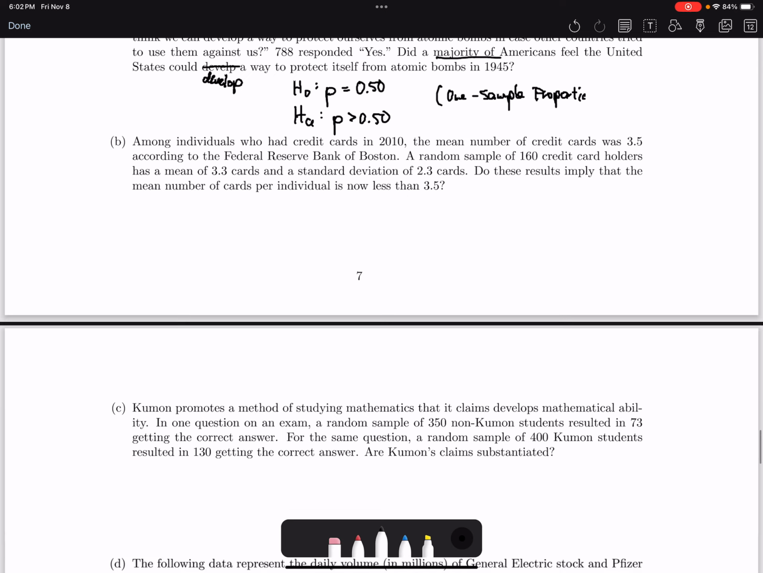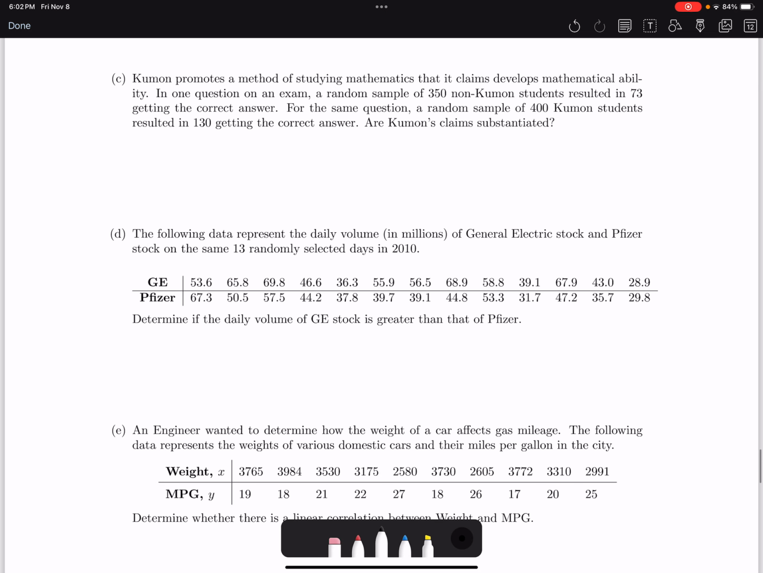Okay, part C. Kumon promotes a method of studying mathematics that it claims develops mathematical ability. In one question on an exam, a random sample of 350 non-Kumon students resulted in 73 getting the correct answer. For the same question, a random sample of 400 Kumon students resulted in 130 getting the correct answer. Are Kumon's claims substantiated?